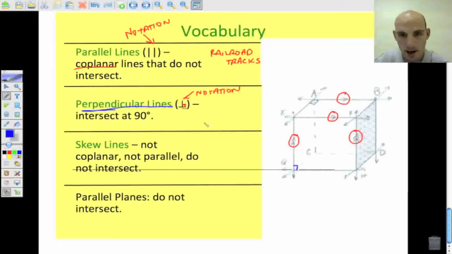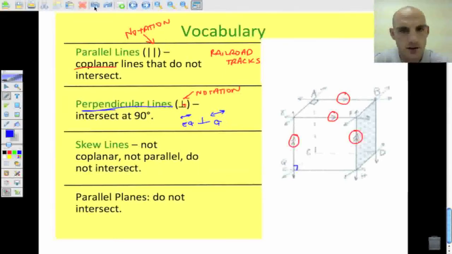So we could say that line EG is perpendicular to line GH. Okay, that's a pretty bad Q looking Q. G looks like a Q. Okay, so line EG is perpendicular to line GH.